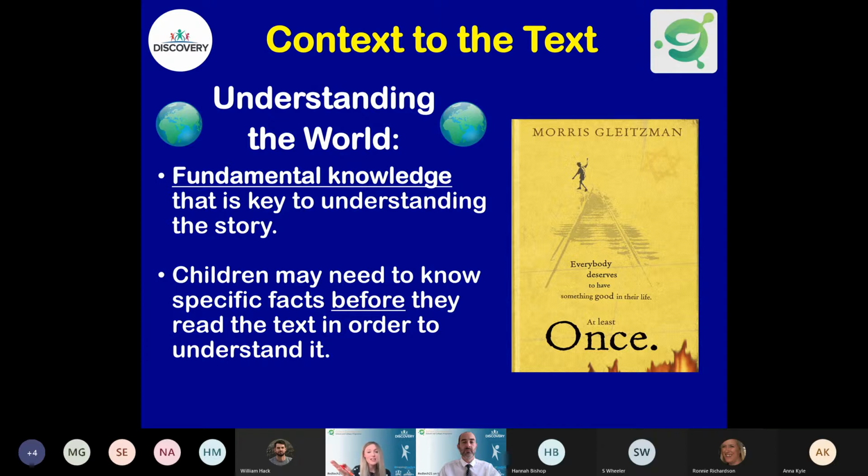Now, throughout this text, Felix doesn't know what's going on, and it's his journey until he realizes what is happening. But the children need to have so much fundamental knowledge before they can understand that text fully. They need to know about Nazi Germany. They need to know about World War II. They need to understand the persecution of the Jews in order to understand that text. And there are lots of different ways we can use this, and thinking about doing this in a remote setting as well.